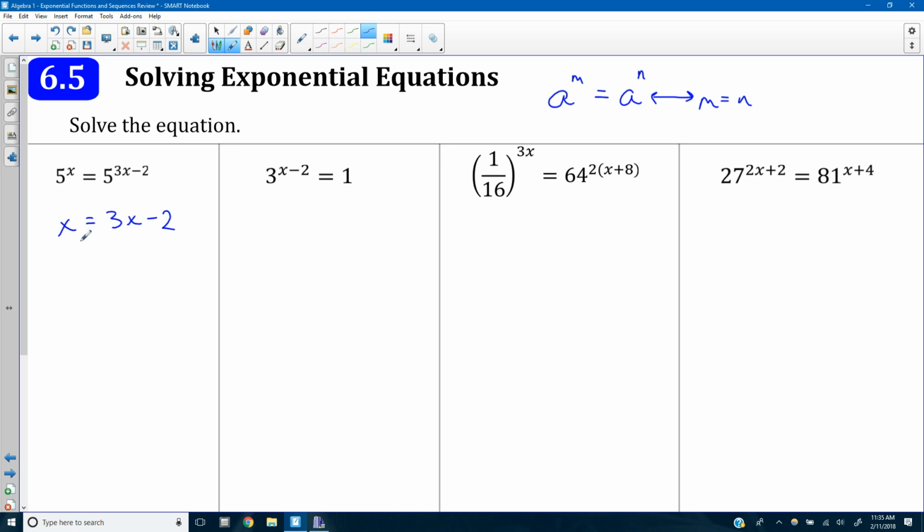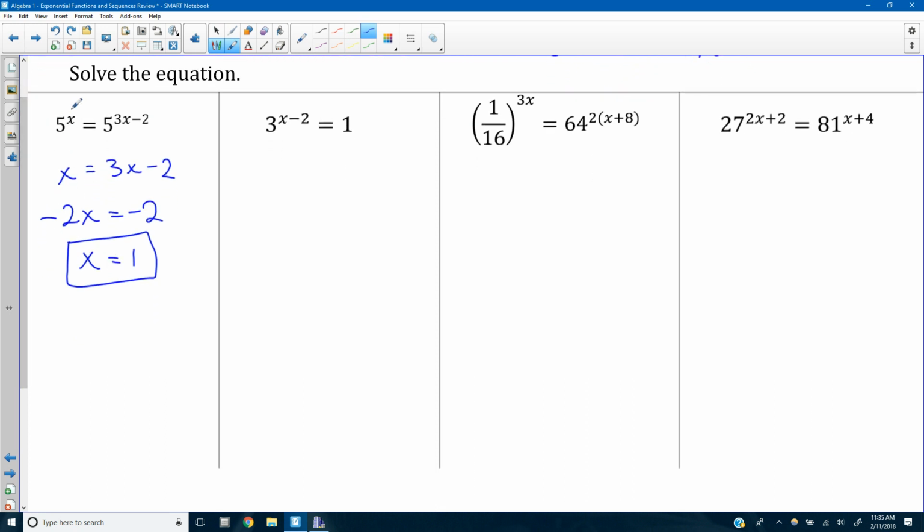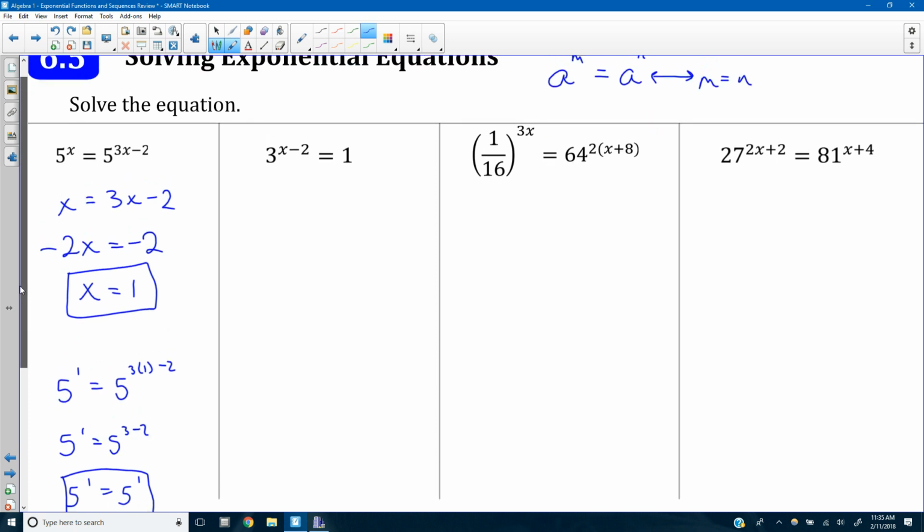If I subtract 3x from both sides, x minus 3x is negative 2x. Divide by negative 2, I get x equals 1. To double check this one, substitute this here. 5 to the first power equals 5 to the 3 times 1 minus 2 power. And 5 to the first power equals 5 to the 3 minus 2 power. And 5 to the first equals 5 to the first. Again, the only way this works is if you plug in a value for x that makes the left number equal the right number. 5 equals 5. 5 doesn't equal, say, 25. That's not going to work.